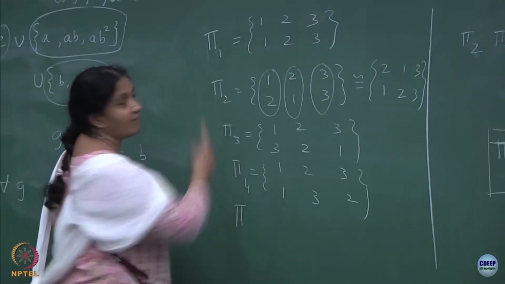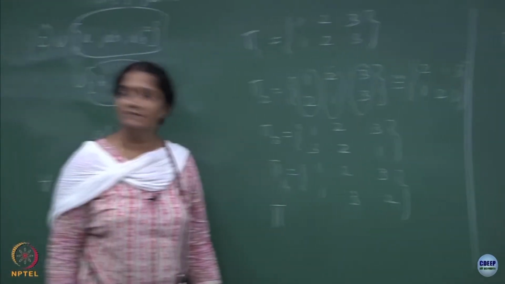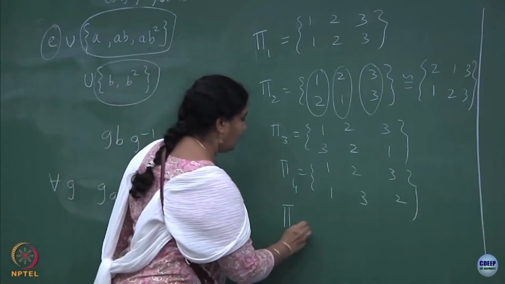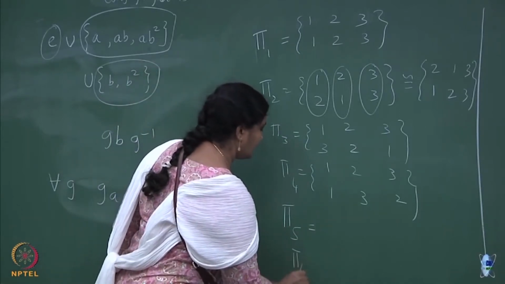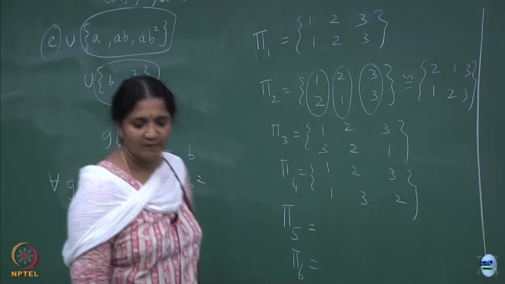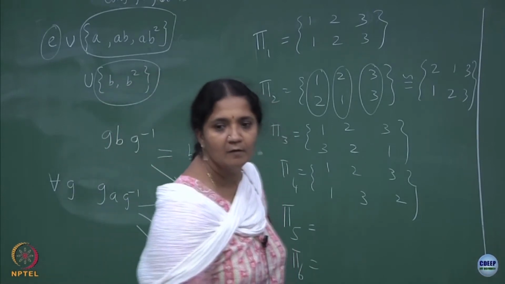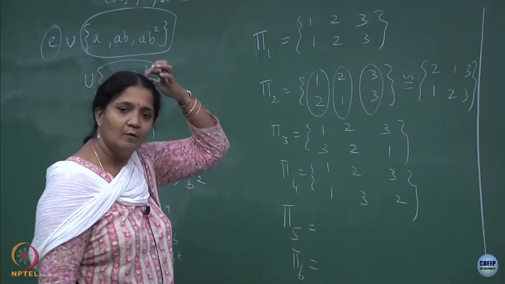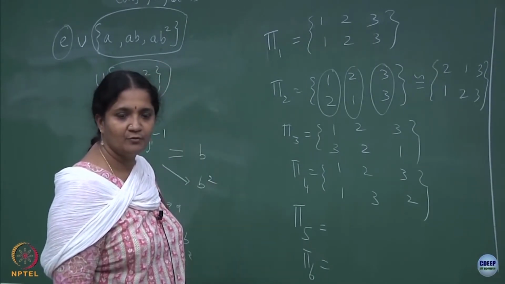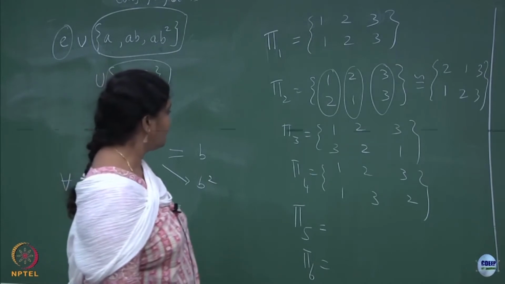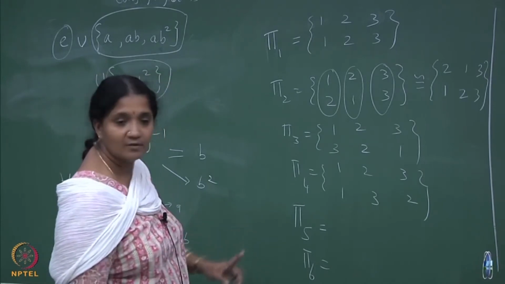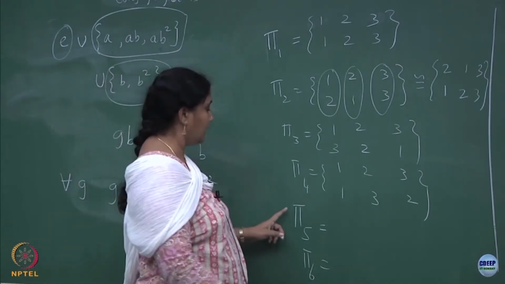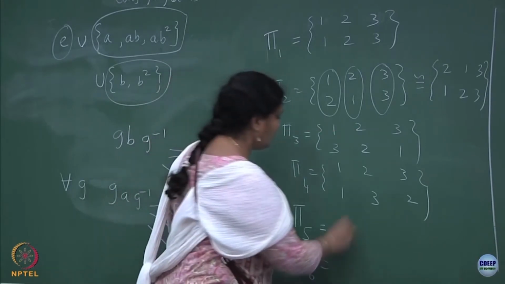Let us look at some more elements. There should be actually 3 factorial elements, right? 6 elements. So, you will have a pi 5 and a pi 6. So, we can write that. Okay. So, pi 2, pi 3. So, I probably have done on the slide differently, but let me correct it later.